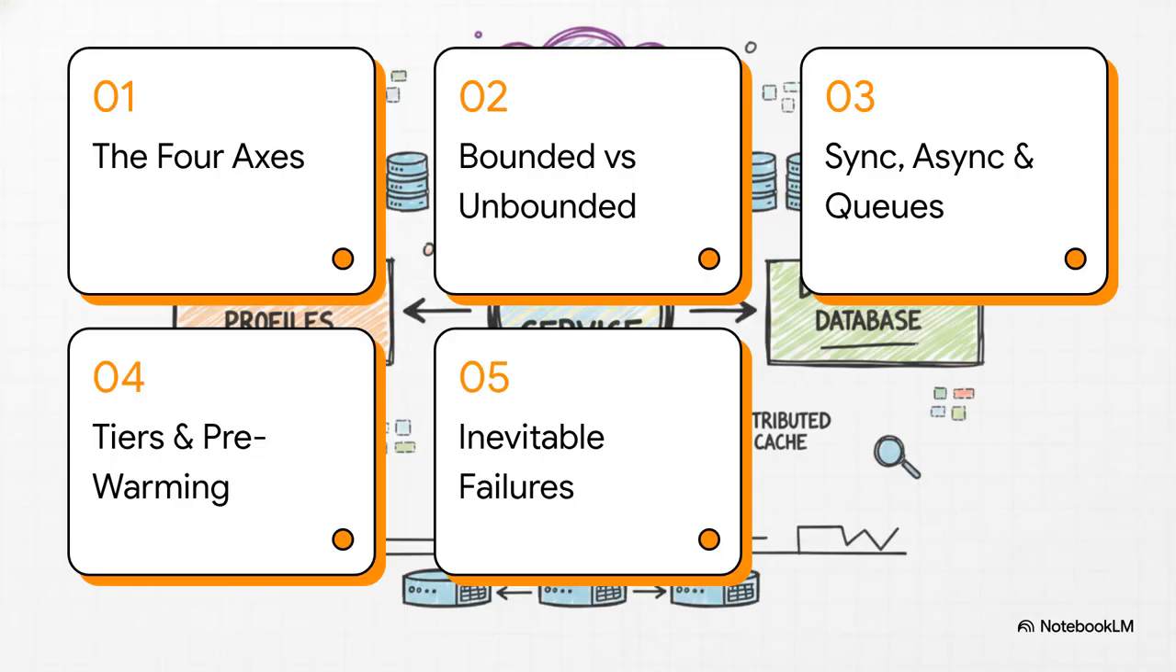To build this system layer by layer, here is our roadmap. First, the 4 design axes. Second, bounded versus unbounded data. Third, sync, async, and queues. Fourth, storage tiers and pre-warming. And finally, the inevitable failures.